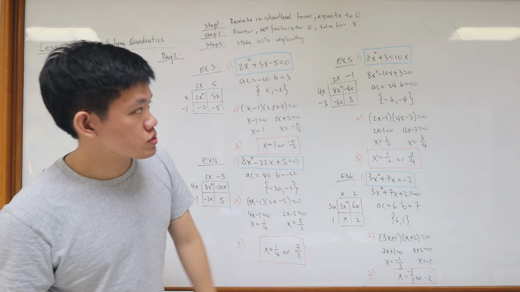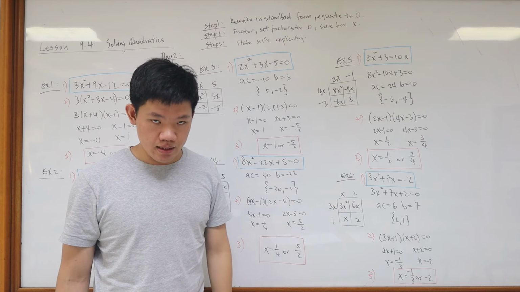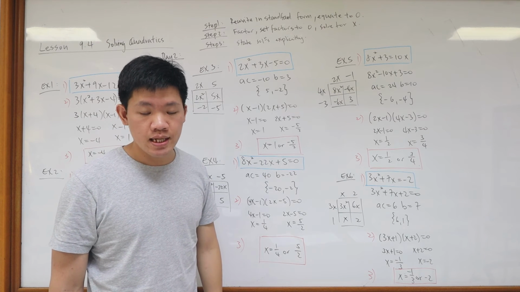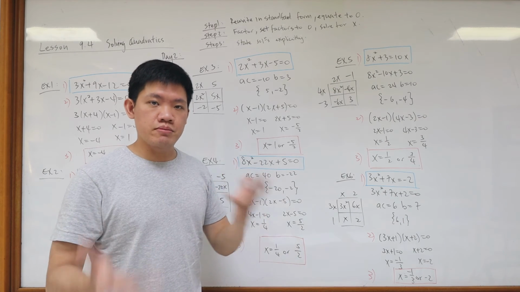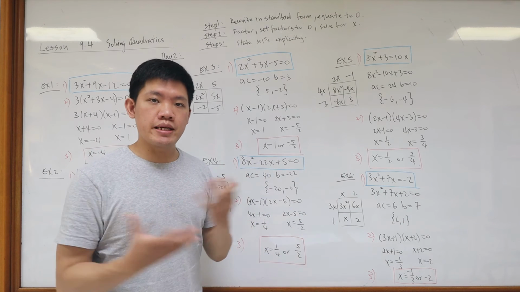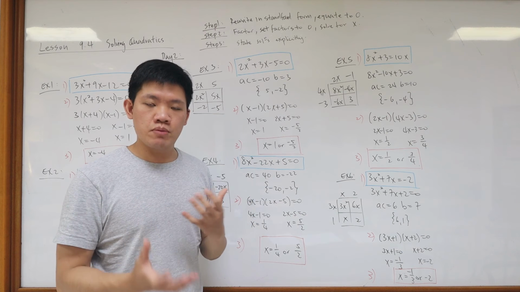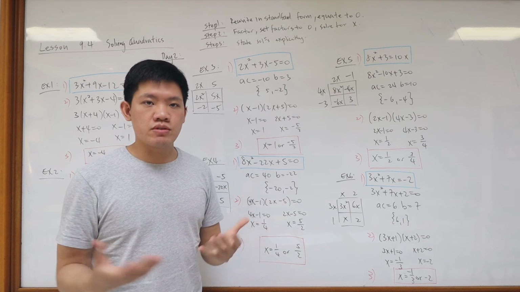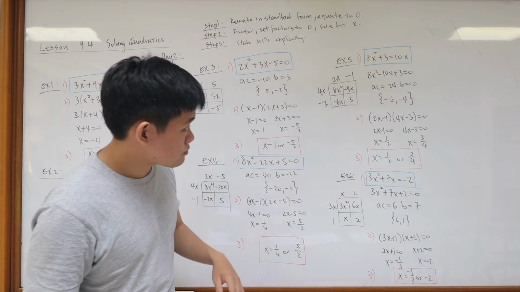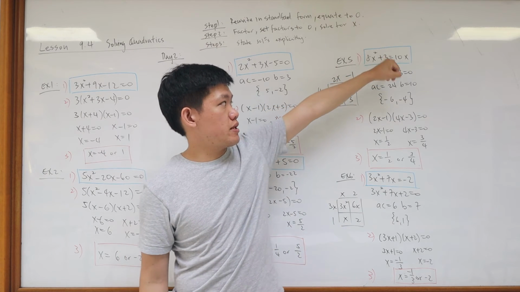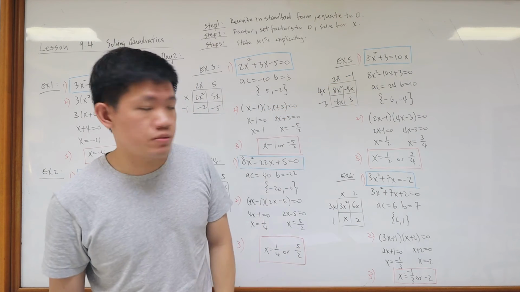Examples 5 and 6 also may require the box method. For example, in 5 and 6, what we have here is terms on both sides. That means you have to rewrite in standard form first before you proceed to factor and solve and then state your solutions. For this one here, we have 8x squared plus 3 is equal to 10x.